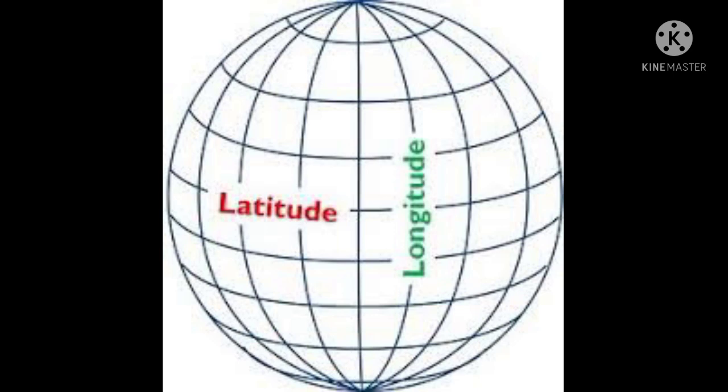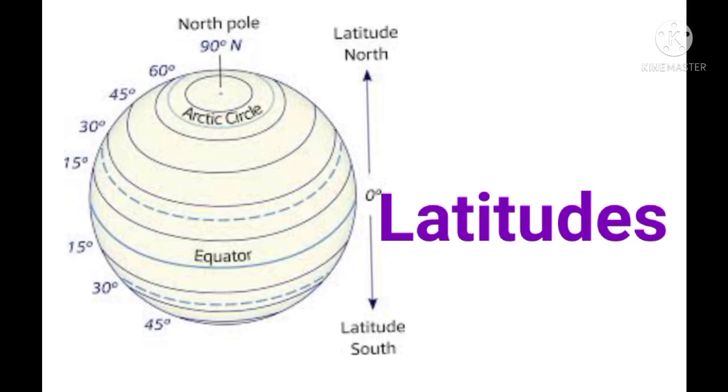First we are going to learn about latitudes. Latitudes are imaginary lines. These are horizontal lines. The Equator is the longest latitude. Which is the longest latitude, children? The Equator. The Equator is the longest latitude.